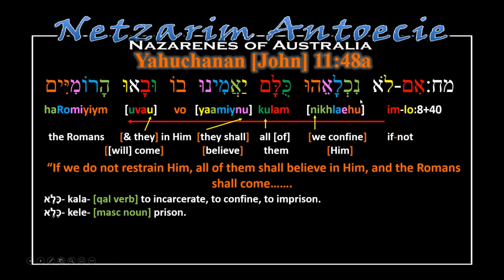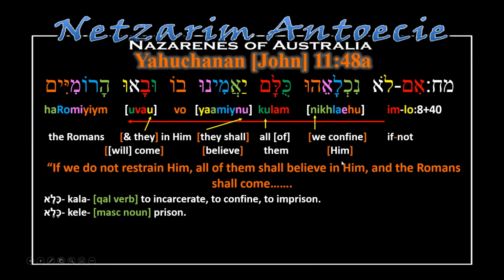they're saying, nikla'ehu, which is we. There again, the nun can be a pronoun meaning we, and then we have confine him. So the hu, of course, is him. Let's have a look. It says down here, kala, right? So we get the 3 letters there, kala. That's the root. It's a kal verb to incarcerate, to confine, or to imprison. So they're talking about imprisoning him, not just stopping him, but imprisoning him, right?